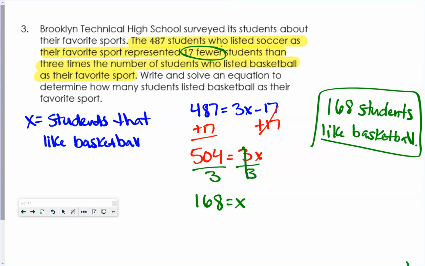So 17 fewer means I have to subtract 17 from something. And we're going to do it from 3 times the number of students. So that's where 3x comes from. So 3x minus 17. Then I added 17. I divided by 3. I get 168. And word problems always get word answers. So 168 students like basketball. Good job.